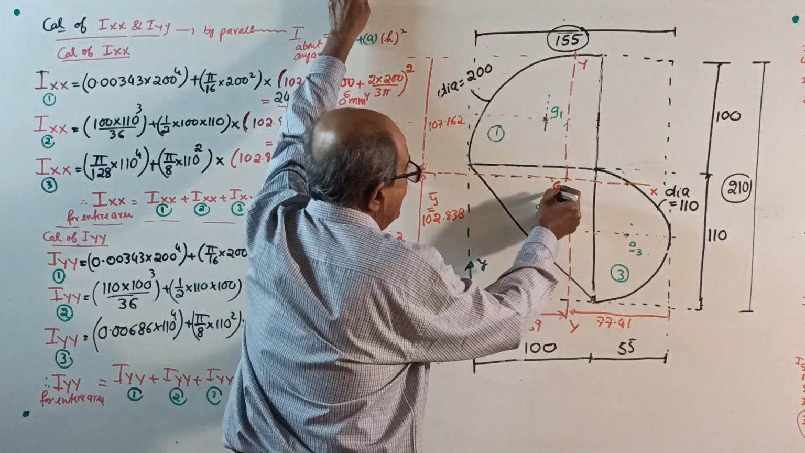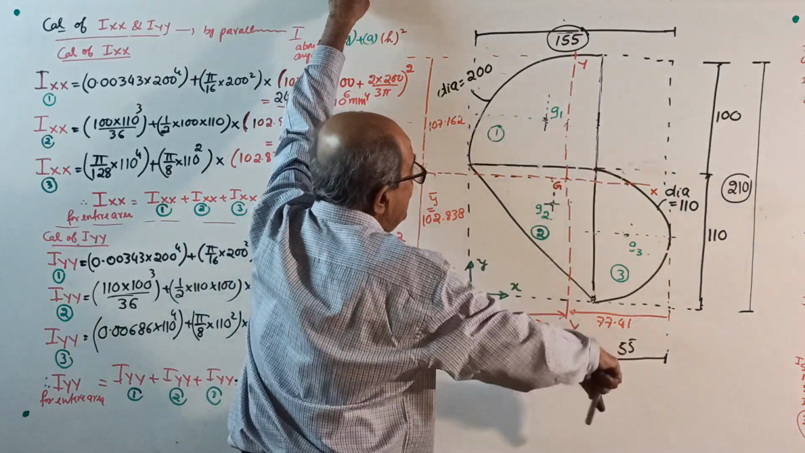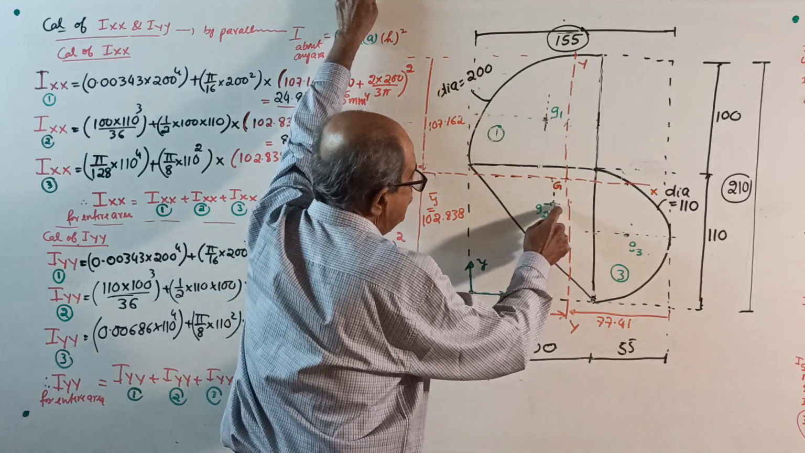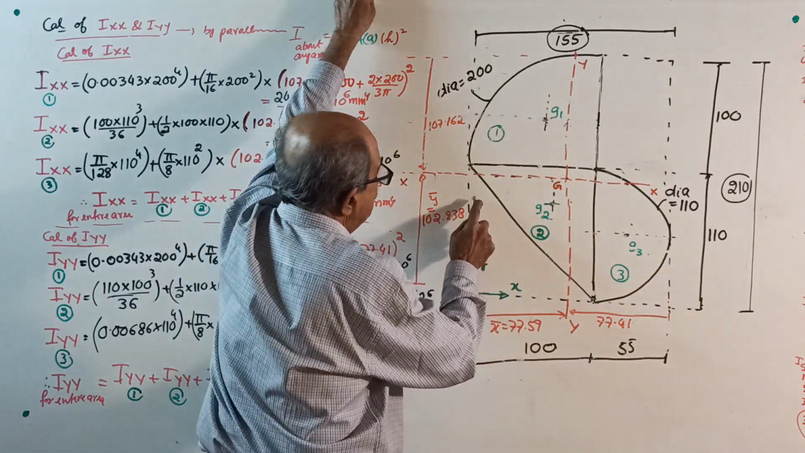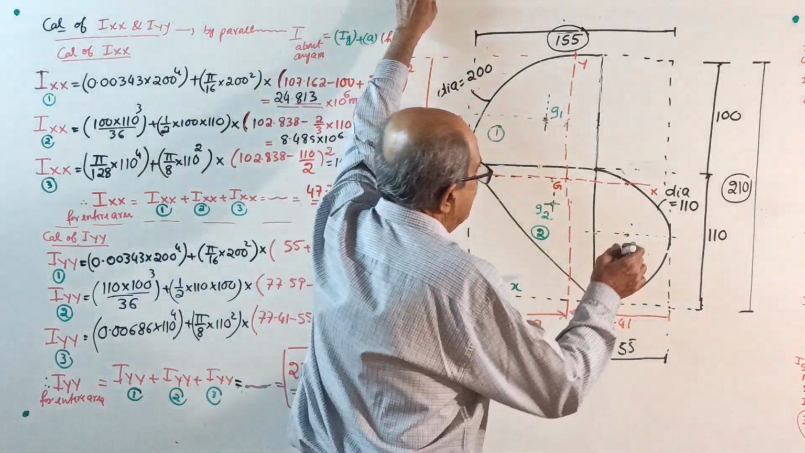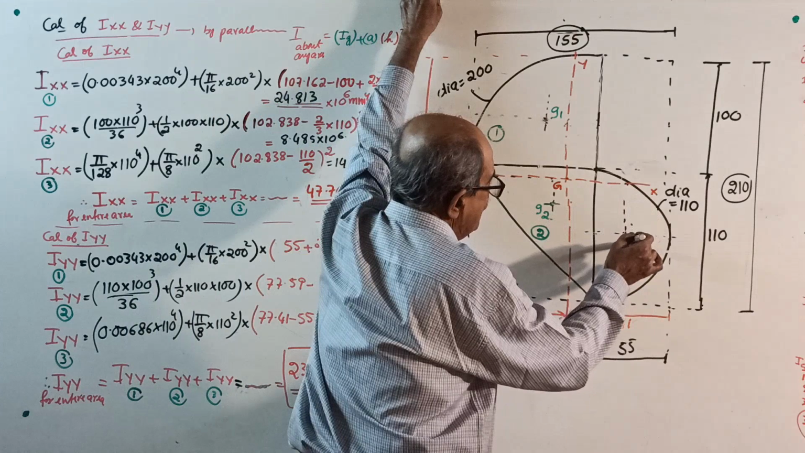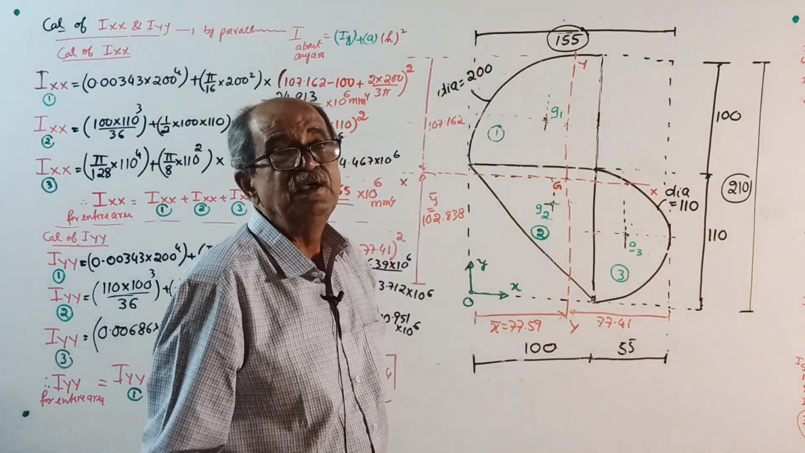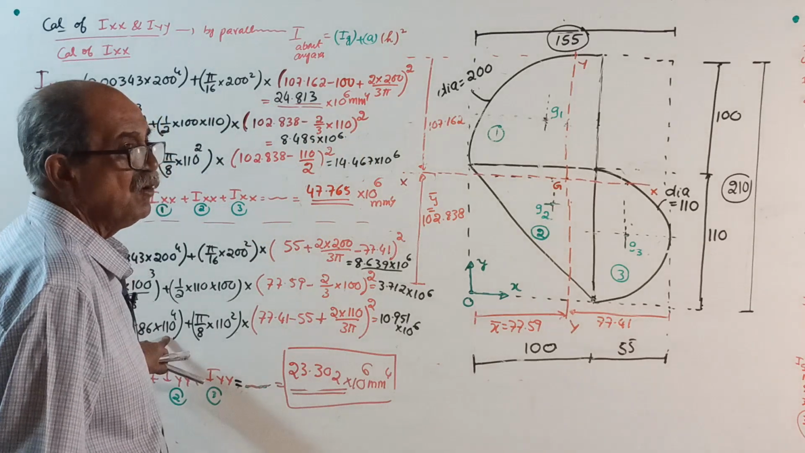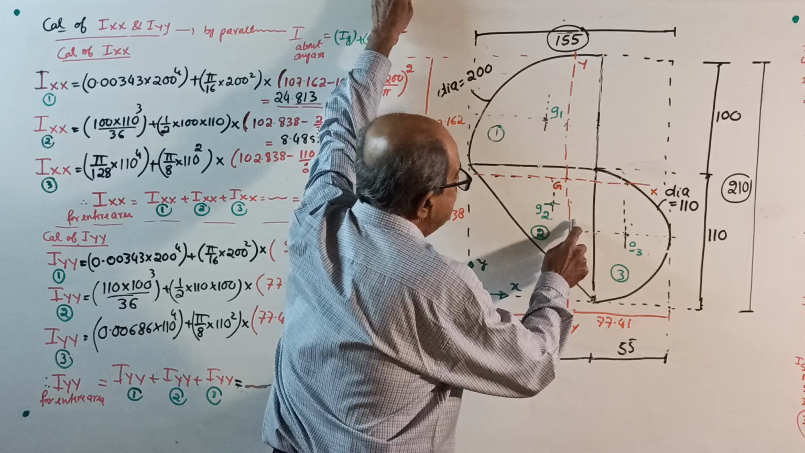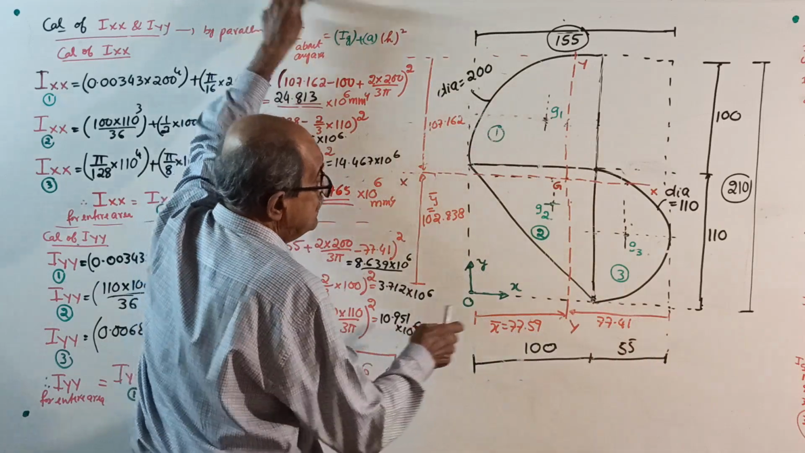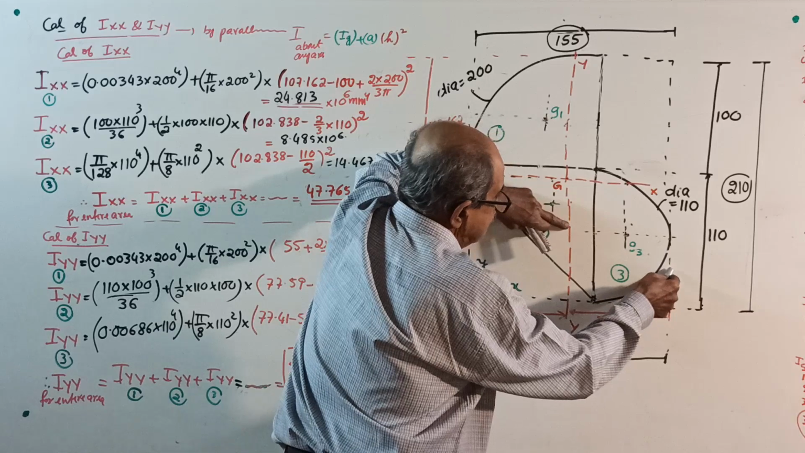Start. For this one, I about its own axis. 110 into 100 cube by 36 plus area into this distance square is very simple. 77.59 minus 2 by 3 of 100 whole square. Answer is there. Lastly here, I about its own centroidal axis. This is not symmetrical, semicircle, decimal number is 0.00686 diameter power 4 plus area into this distance square. This distance square is 77.41, subtract 55.